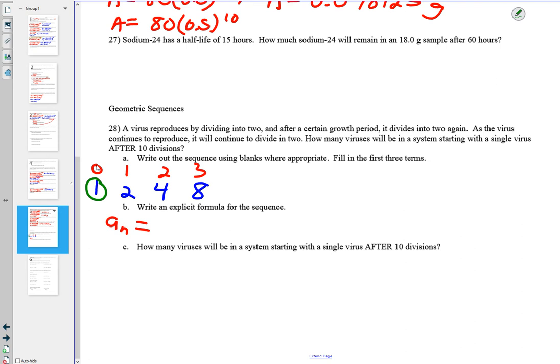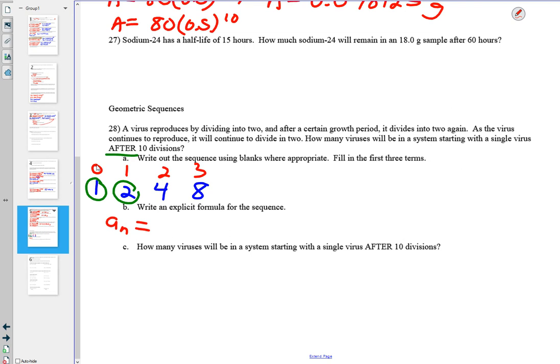There wouldn't be a -1, correct. On the exponent, you would not put a -1. If you want to go after the division occurred and use the 2 as your original amount, that's fine. You could use 2 as your first amount, but then you'd have to put n-1 as the exponent. So n, you're in control. What do you want to use as the first amount?